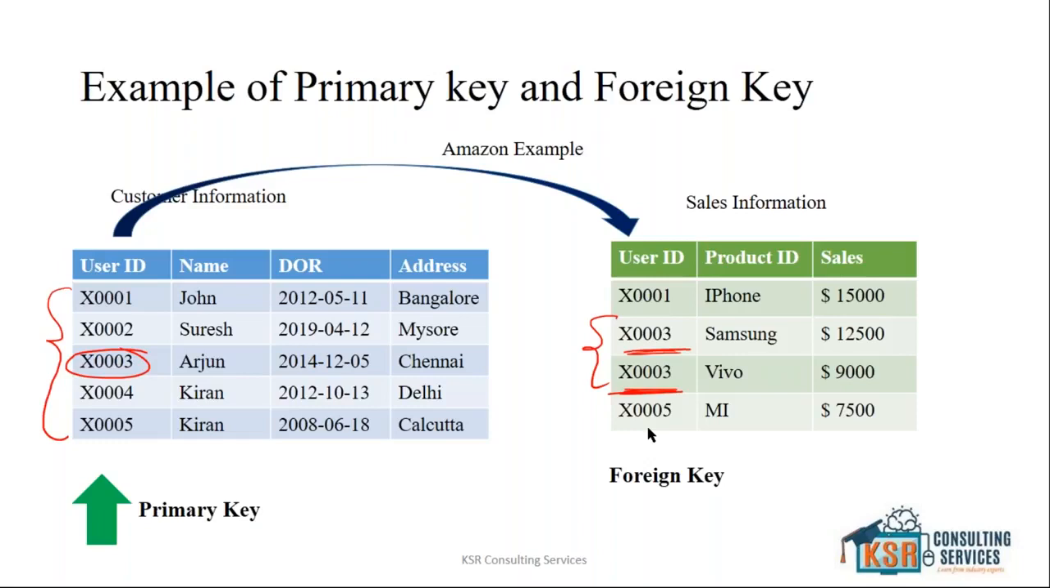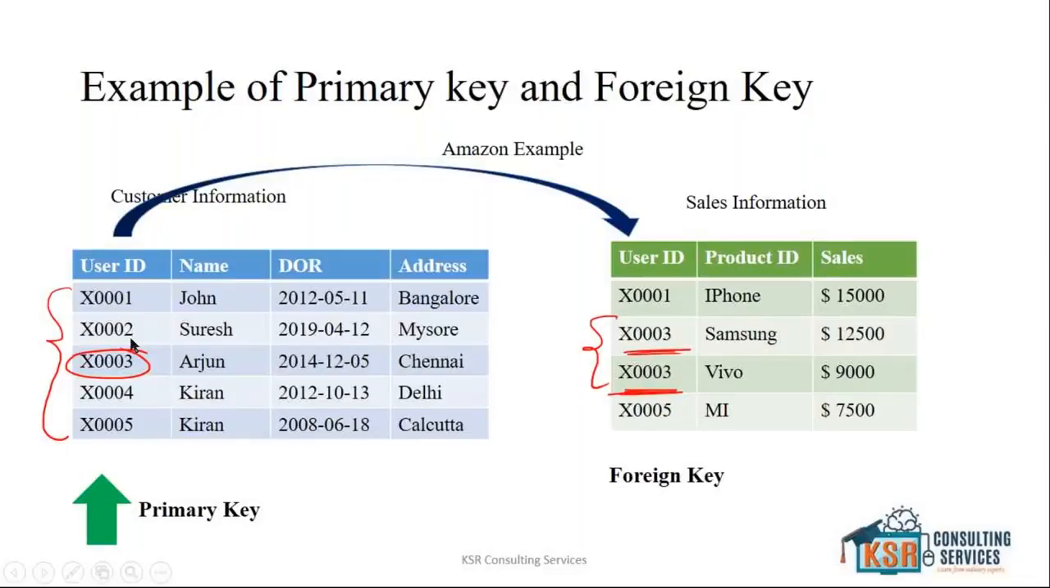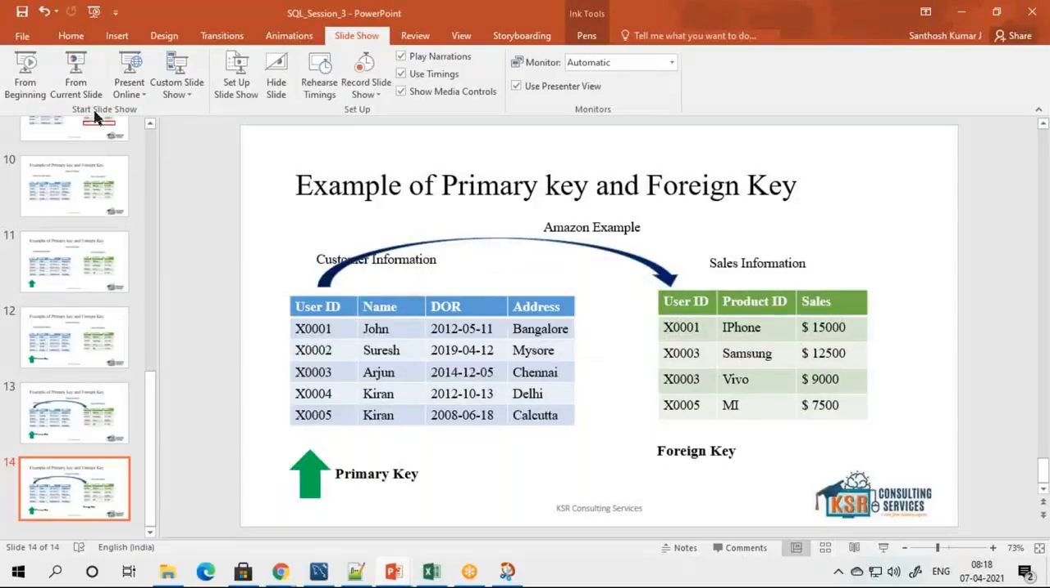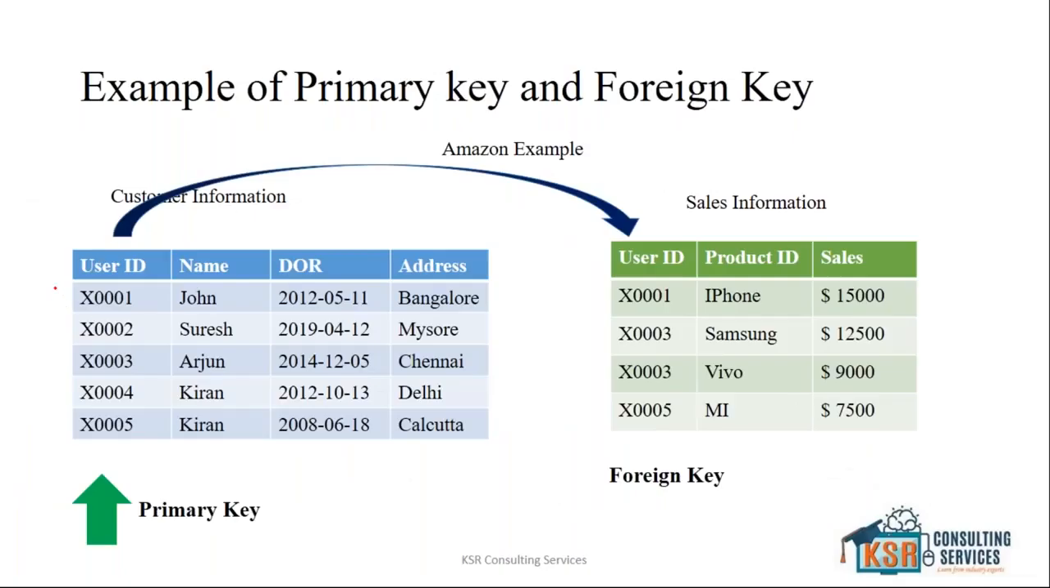But what is the difference? Difference in the sense I'm asking this. If you see, this is unique. Primary contains all the registered users. It consists of all registered users. Foreign key consists only sales.